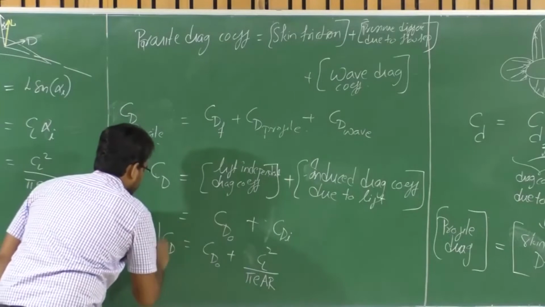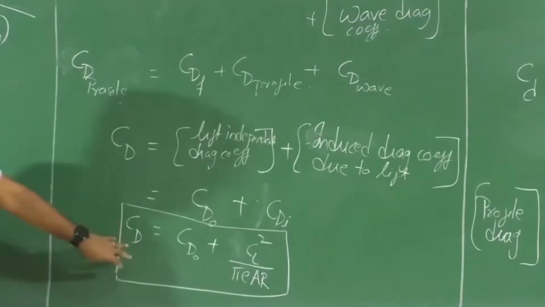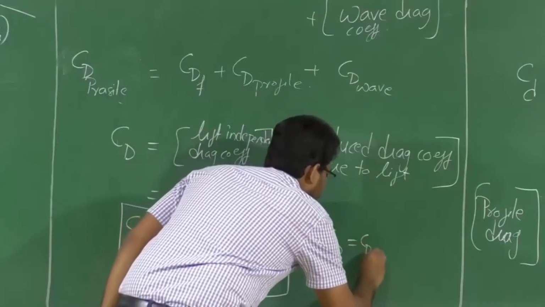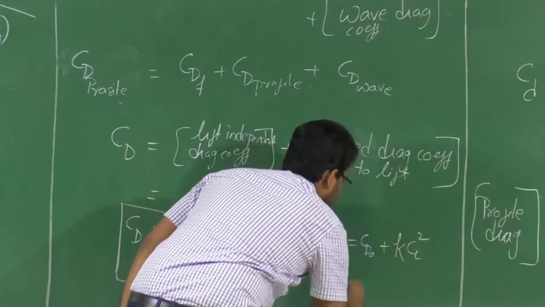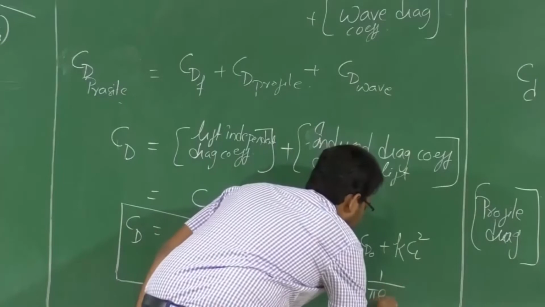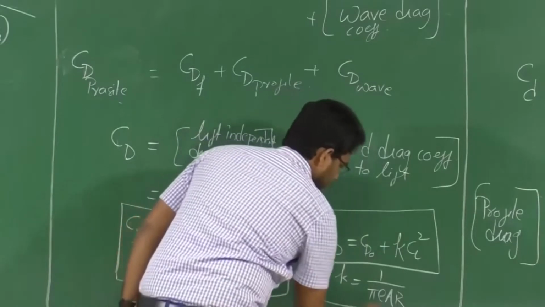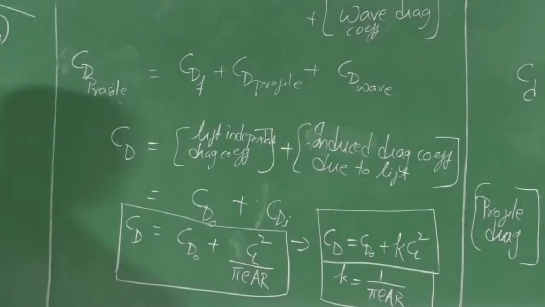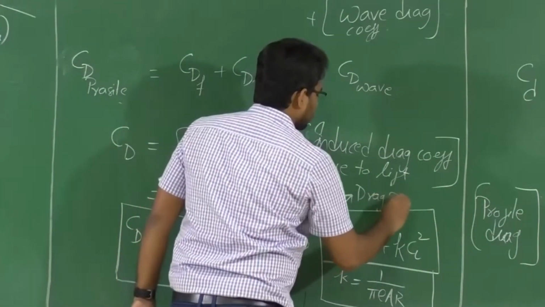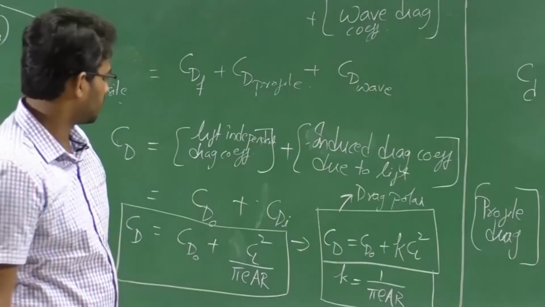This is your drag coefficient. This particular equation is known as drag polar, which is also written as CD equals CD naught plus K CL square, where K is the induced drag correction factor, which is equal to 1 upon pi e AR. So K is known as induced drag correction factor. Okay. So this particular relation for a finite wing is known as drag polar, right? It represents the variation of CD with CL. Okay.